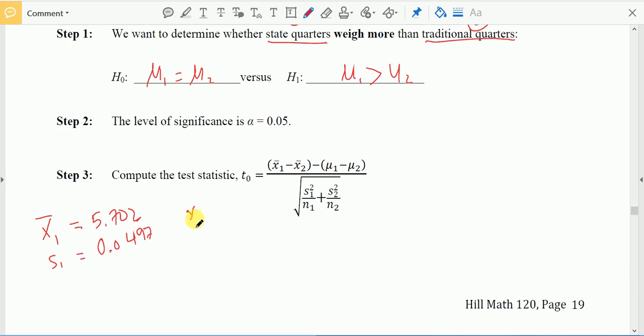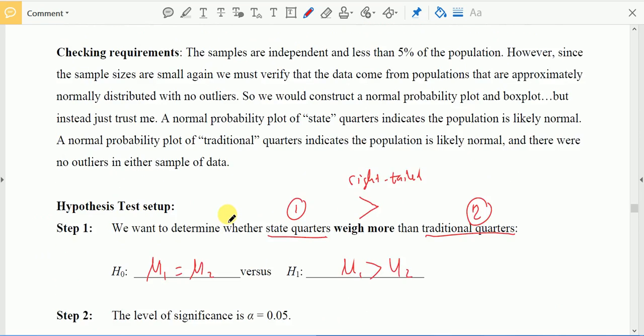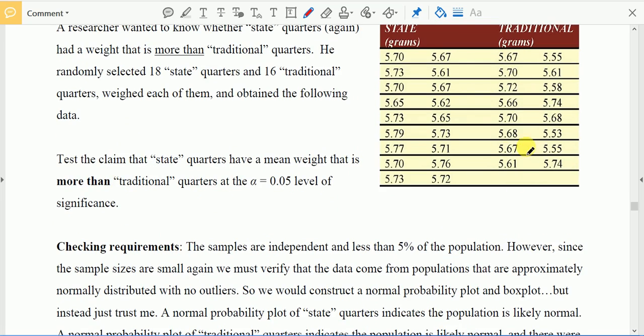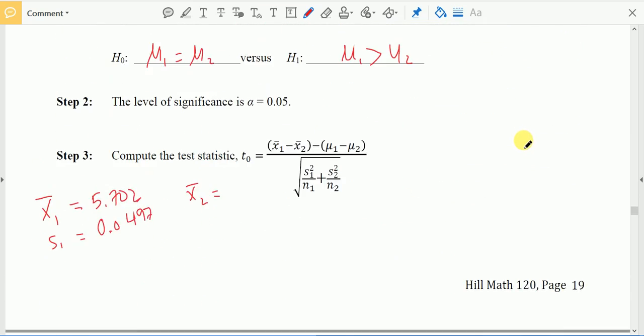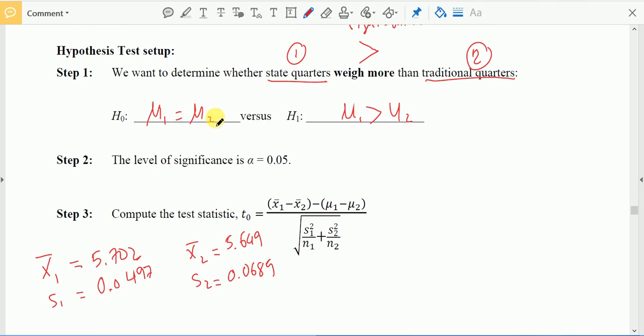0.0497. And for x2 bar, again, I add all of these numbers together and divide by 16 because there are 16 data, and I should get 5.649. And then s2 is the standard deviation of that data set, and you can use the calculator to find the value to be 0.0689. Now, because the null hypothesis says that mu1 and mu2 are equal, when you subtract them, they should be 0.